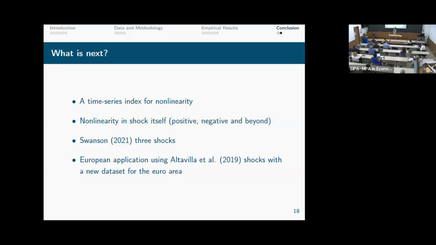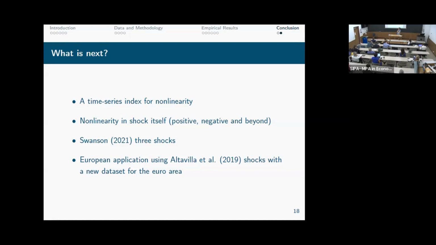Then it's here, the second bullet, where the nonlinear shock itself is positive or negative. That depends a lot on the state, and they have exactly this point. You can just look at the effect, rather than regressing on negative or positive shocks. It depends a lot on the different states in which those shocks happen.